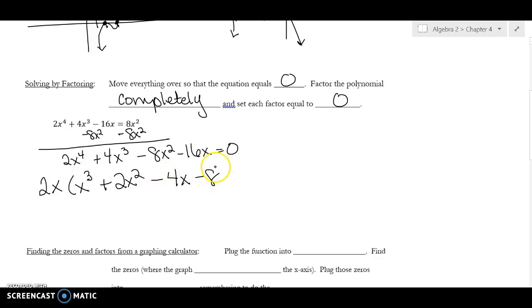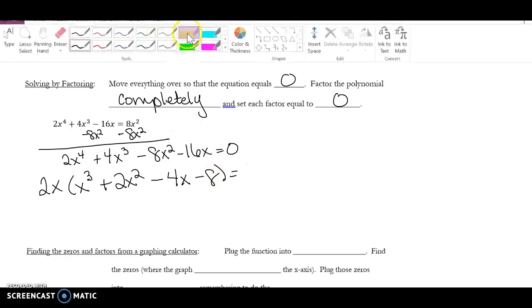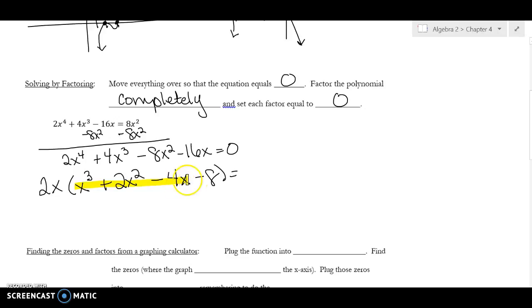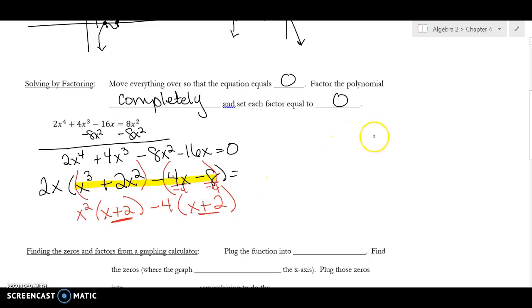Now, if you notice, I have a 4-term polynomial, so that's when I'm going to do 2 sets of parentheses. So what I can take out of both of these is an x squared, so I'm left with x plus 2. And what I can take out of here is a -4, and so I'm left with x plus 2, because if I divide both things by -4, it changes the signs. So I have this parentheses, and so that's one of the factors.